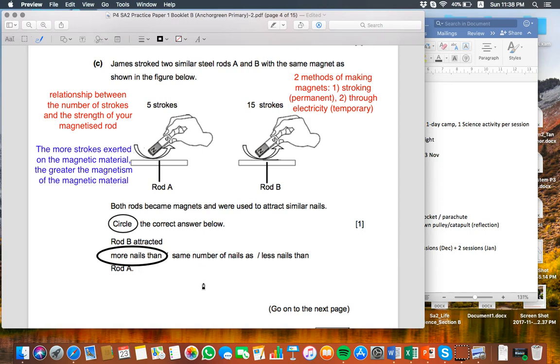Alright. I'll give you 1 minute to copy down everything. Okay, the red writing as well as the blue writing.